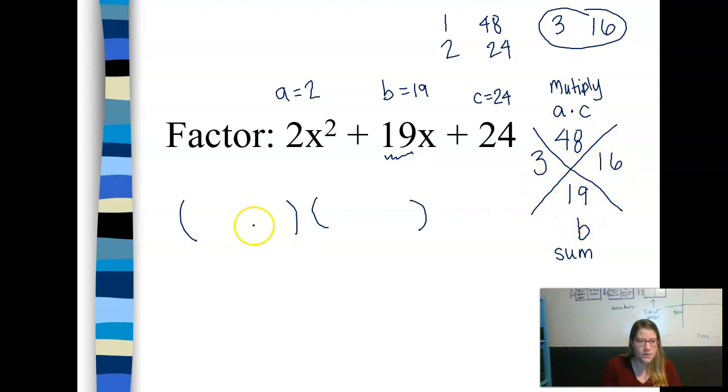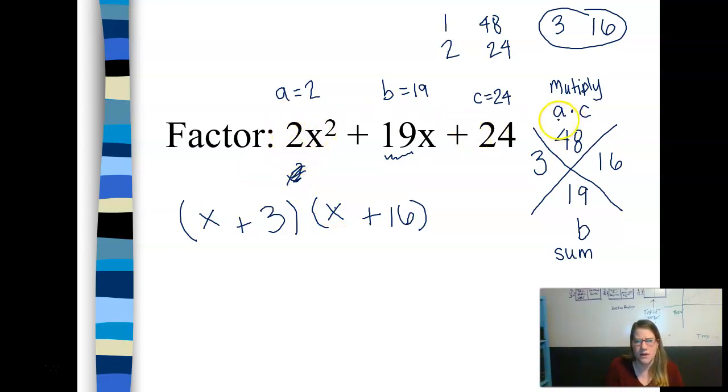So now I'm going to go over here and write those. I'm going to put an x out front on both of my little binomials, and I'm going to put my two numbers that I just found here. Since they're both positive, I'll put a plus. If one of them were negative, or if they were both negative, I'd put minuses right here. But if you notice, if I were to multiply that back together, I would get x times x, which is just x squared, and it's not 2x squared. So I still need to account for that 2 out front.